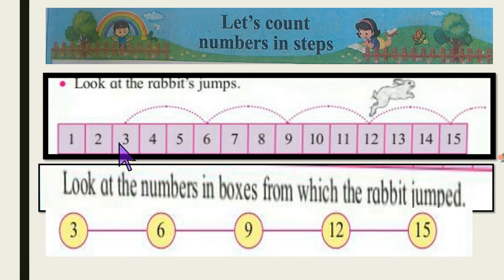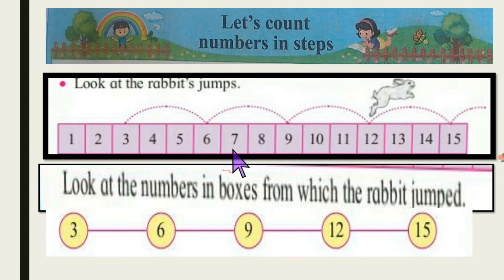Okay. He has taken the step of 3 numbers. How many numbers? 3 numbers. Count the numbers forward. After 3 we start the counting. 1, 2, 3. Here it is, the rabbit jumps from 3 to 6. How many steps do you take forward? Yes, you take forward 3 steps.